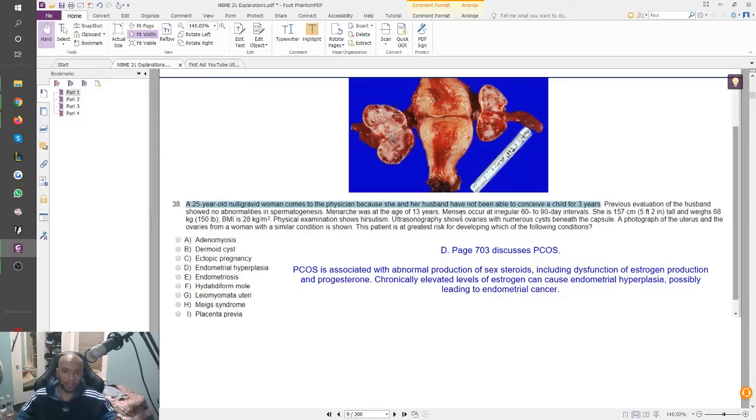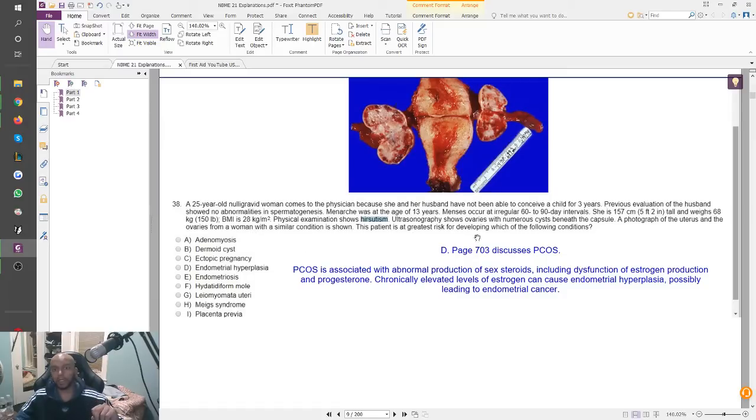Menarche was at age 13. Menses occur at irregular 60 to 90 day intervals. She's 5 feet 2 and weighs 68 kilograms, 150 pounds. Right, so for a 5 feet 2 woman, 150 pounds is pretty heavy. And they tell you that by giving you the fact that her BMI is 28. Physical exam shows hirsutism, which is a giveaway for the diagnosis. Ultrasonography of the ovaries shows numerous cysts beneath the capsule. A photograph of the uterus and the ovaries from a woman with a similar condition is shown.